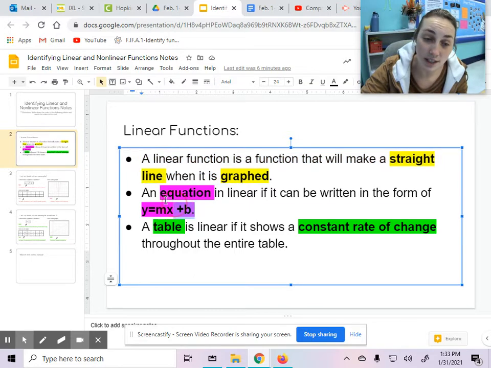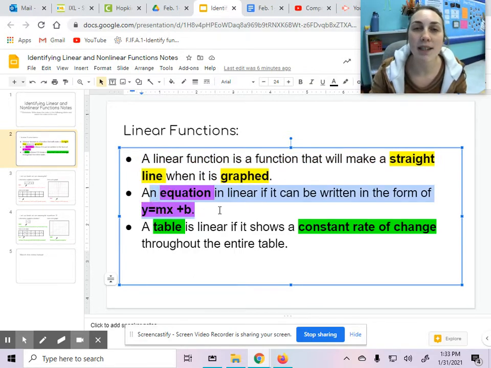Now for an equation to be linear, it has to be written in the form of y equals mx plus b. That's the only way for it to be linear. So we can't have anything squared or anything like that. We have y equals mx plus b, where m is the slope and b is the y-intercept.